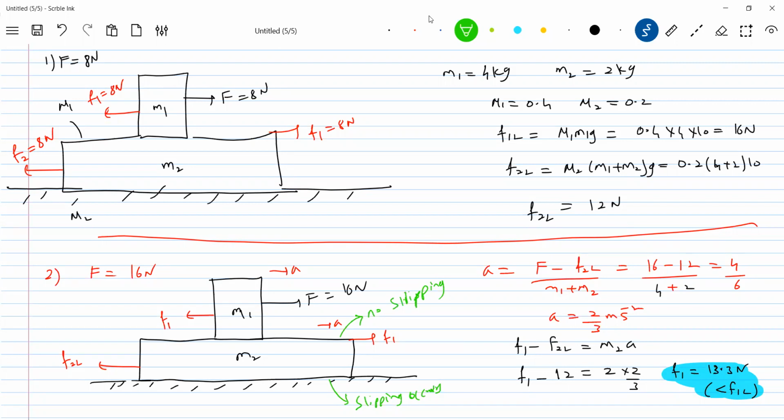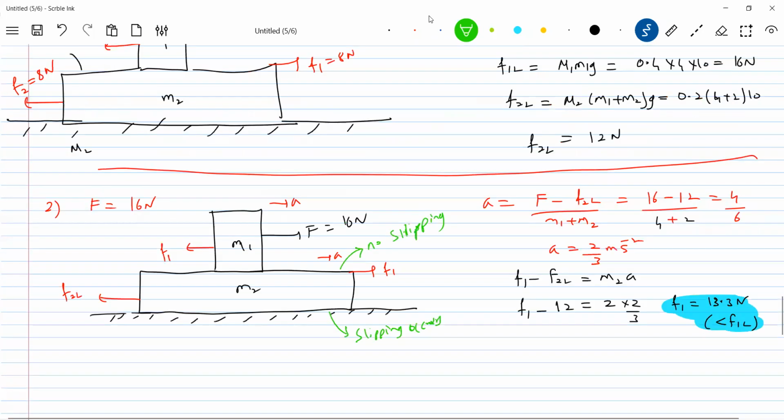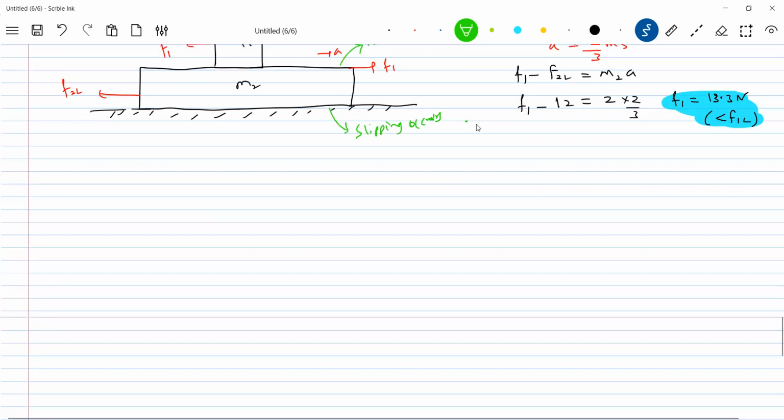Okay, fine. Sir, if there is no slipping between the blocks, then the acceleration of M1 should be the same as the acceleration of M2, right? That's what we got, no? So 16 minus F1 should be M1a. Check it. Yes, sir, we are getting the same. Okay, sir, got it. Next situation, I'll give.